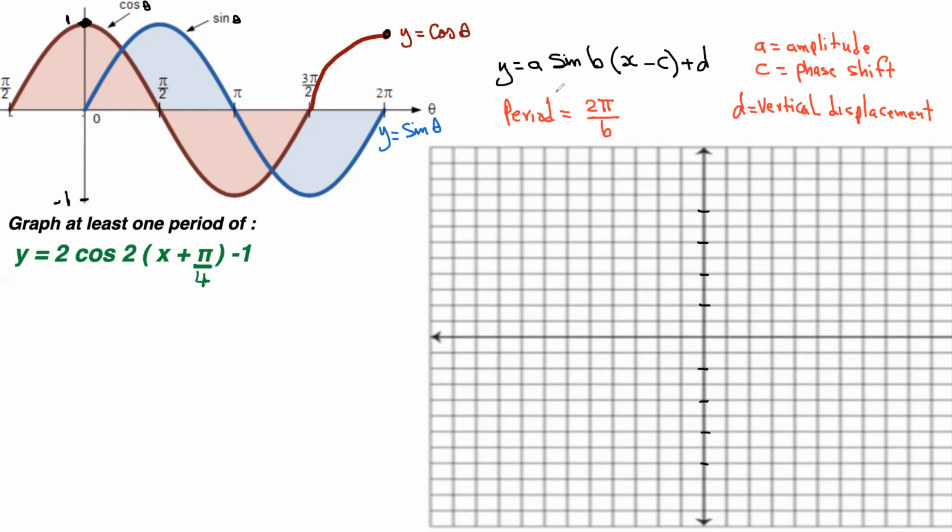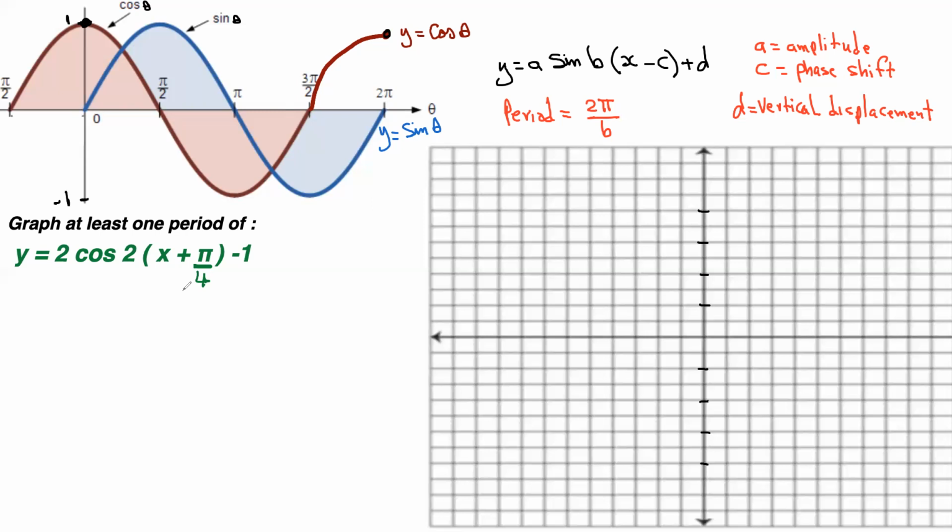So just know the general formula for the sine or the cos, where A is the amplitude, C is the phase shift, and D is the vertical displacement. The phase shift basically means shifting to the left or to the right, so horizontal displacement. And then D is the vertical displacement, which is going up and down for the graph. The period of the parent graph is 2π.